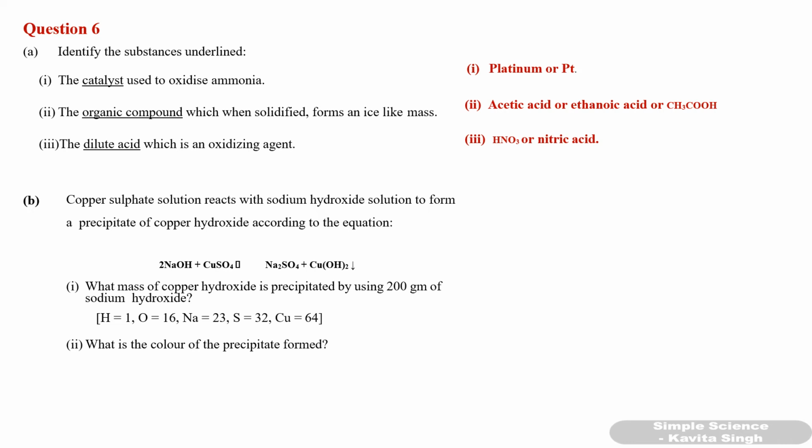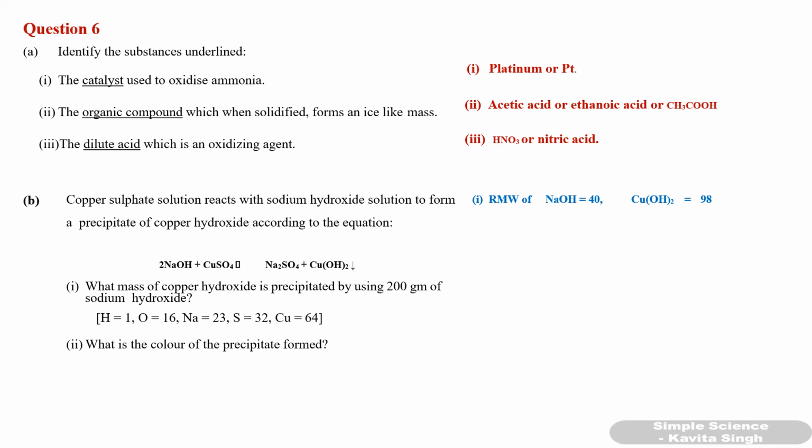Equation is given to you. You have to find the mass of copper hydroxide, Cu(OH)2, precipitated by 200 gram of sodium hydroxide. Okay. So, here gram molecular weight of sodium hydroxide is 40. If you calculate NaOH, you will get 40. And copper hydroxide is 98.